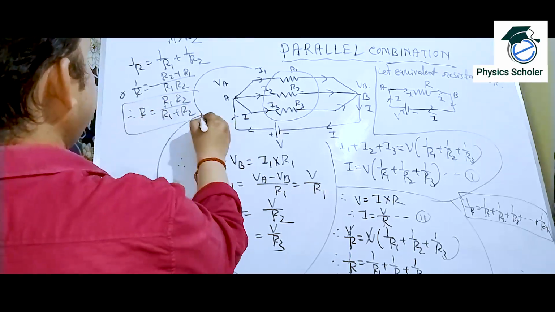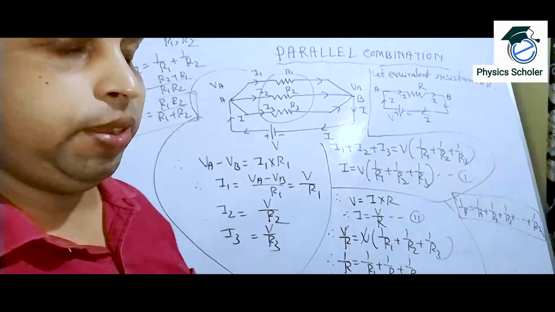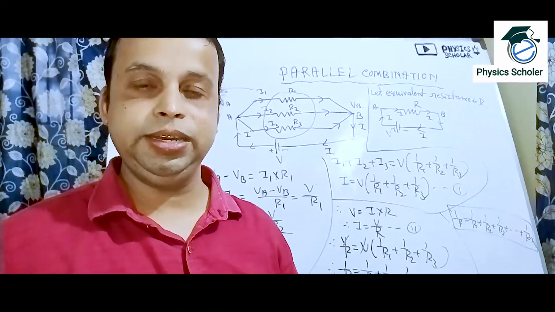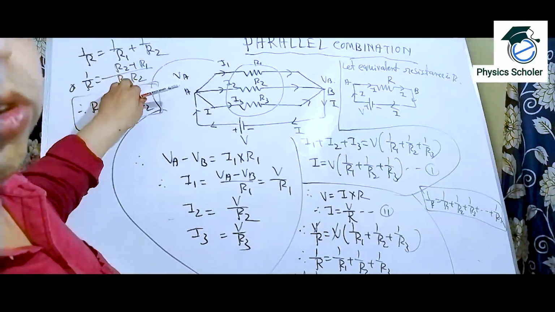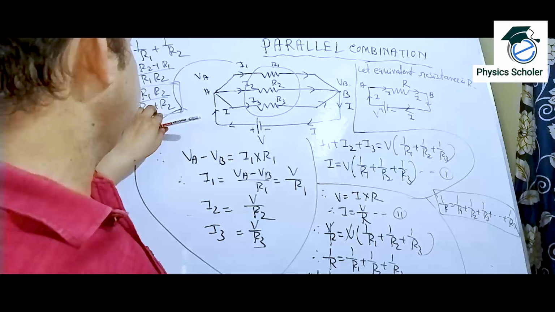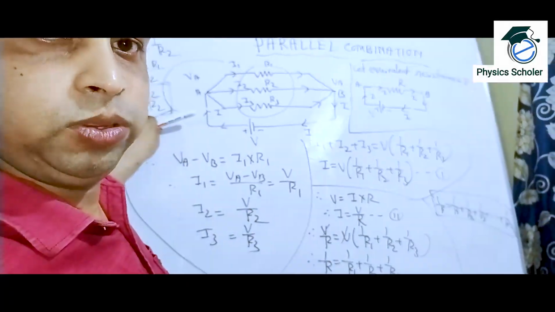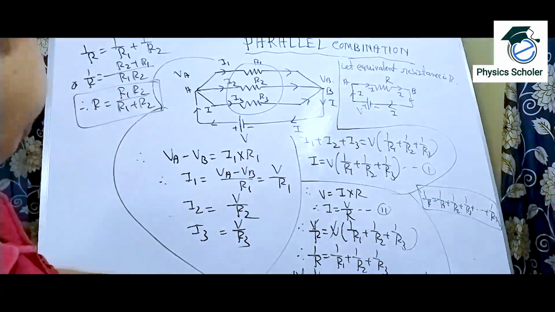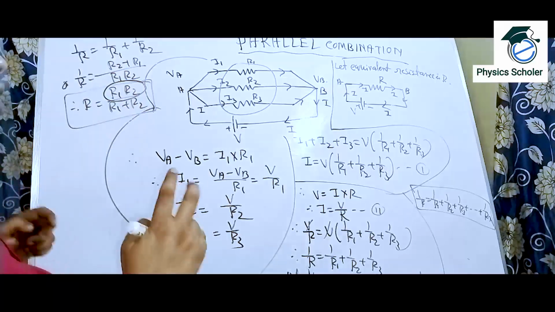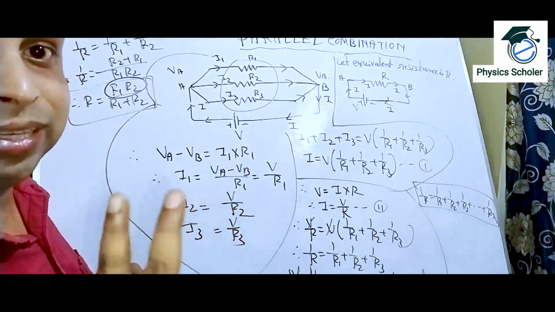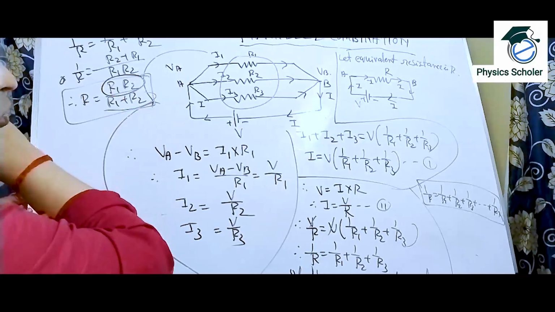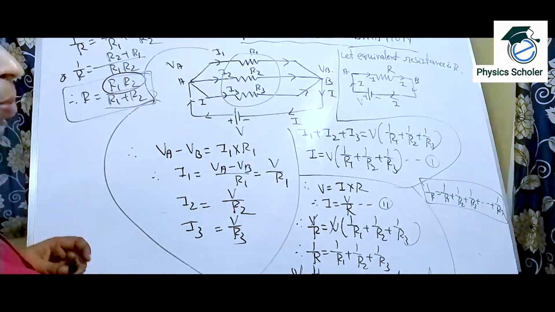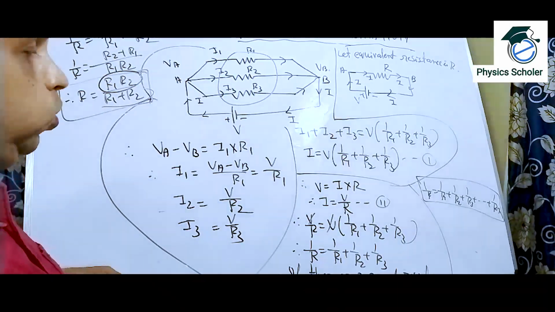So if two resistances are connected in parallel, what will be the equivalent resistance? The equivalent resistance will be R equal to the product of the resistances divided by the sum of the resistances. It is applicable only for two resistances connected in parallel. So R is equal to R1 R2 divided by R1 plus R2. Clear? This is the shortcut method we can use while doing numericals.